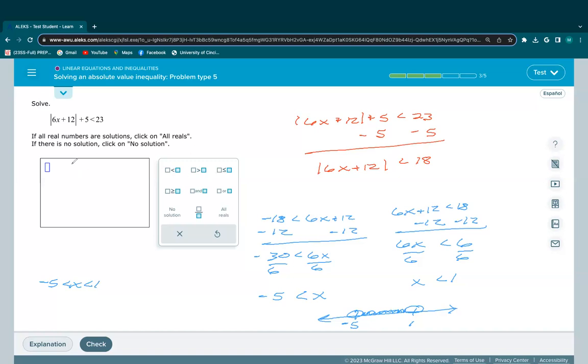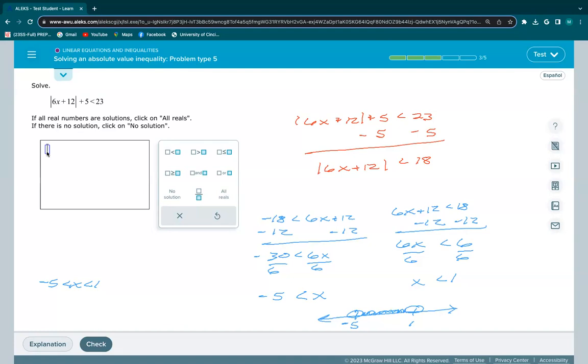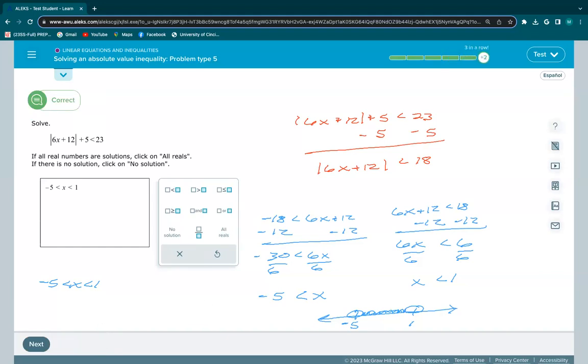So that's what I'm going to type. So negative 5 is less than x, less than 1. Check my answer. And I am done with that topic.